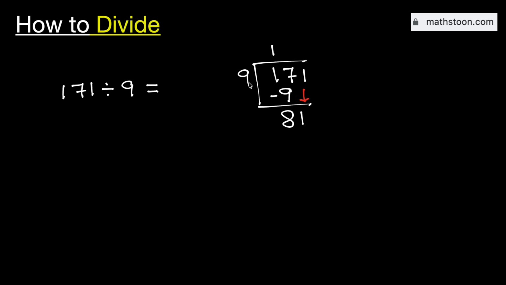And we know that 9 times 9 is equal to 81. If we subtract, we get a 0. As we have got the number 0 and there is no number to bring down here, so we will stop. Therefore, 171 divided by 9 is equal to 19. And this is our final answer.